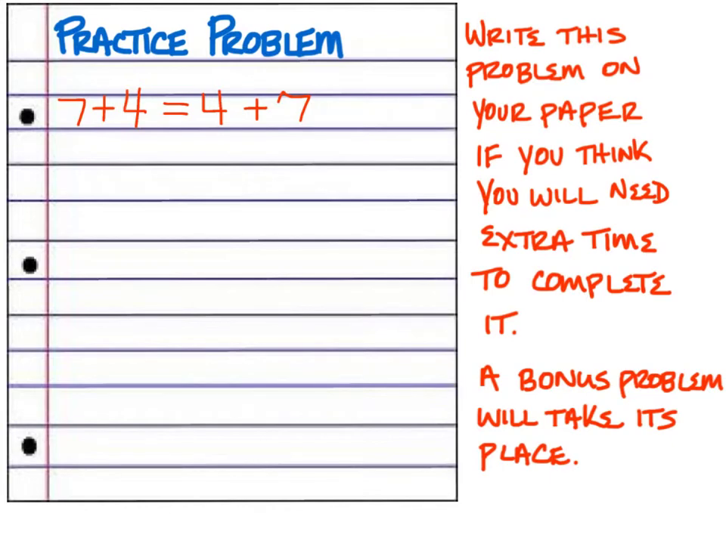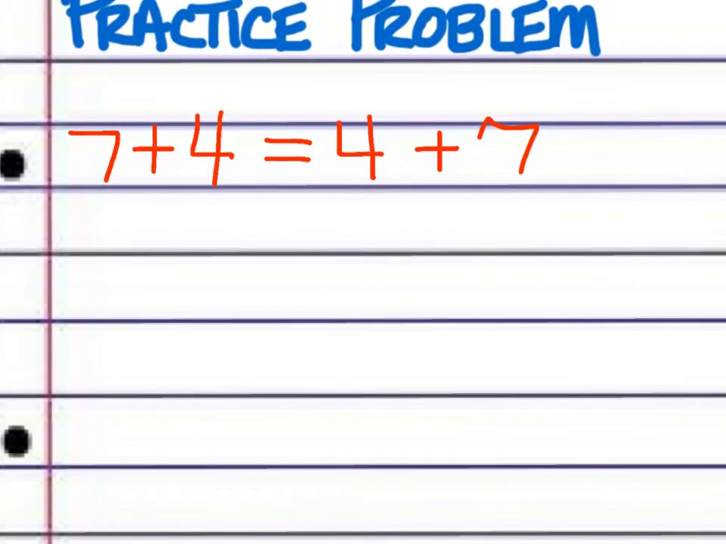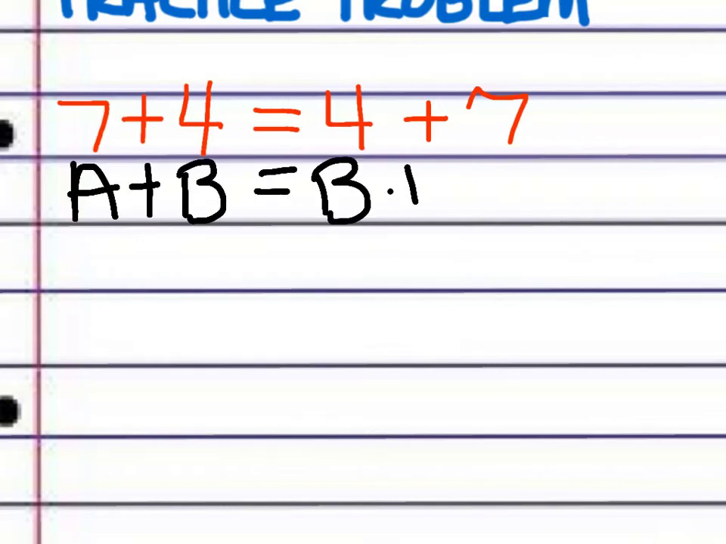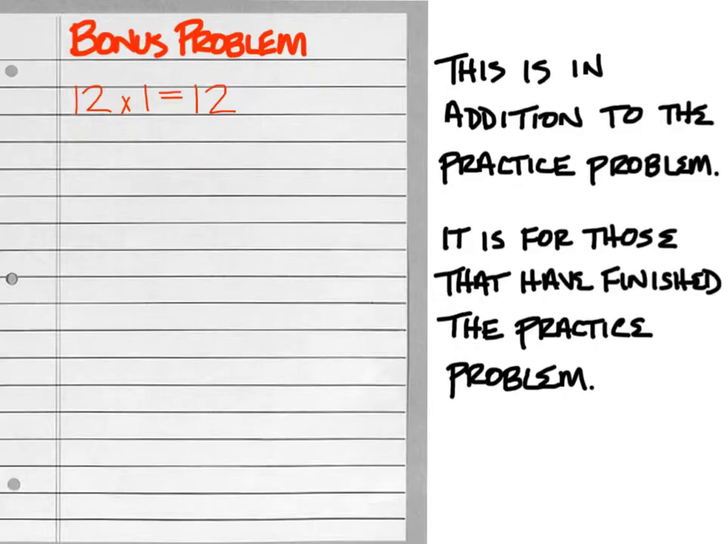Back to the practice problem. We have 7 plus 4 is equal to 4 plus 7. That's like saying A plus B equals B plus A. So that'll be letter A on your sheet, which is the commutative property of addition.